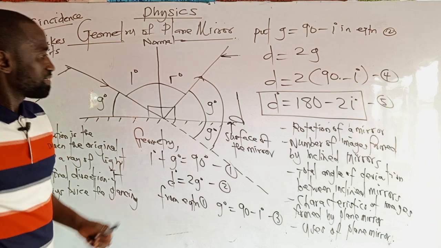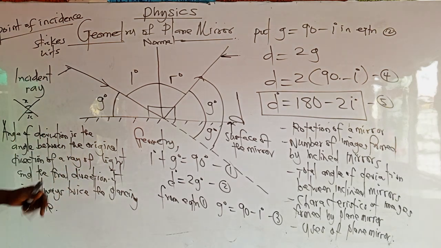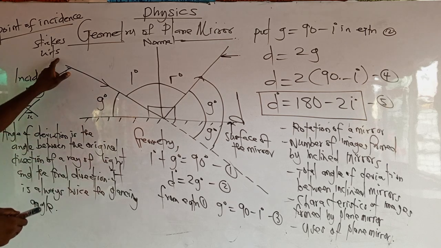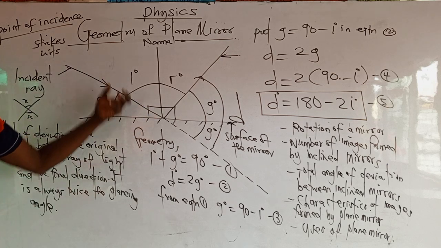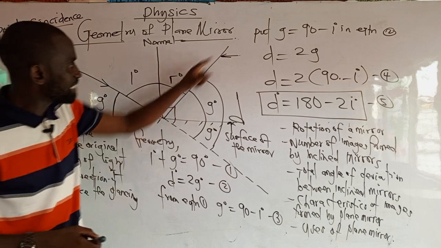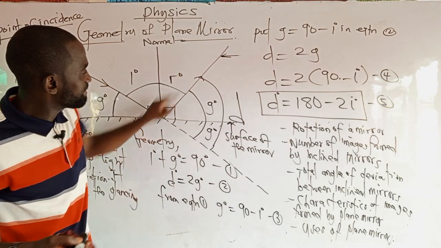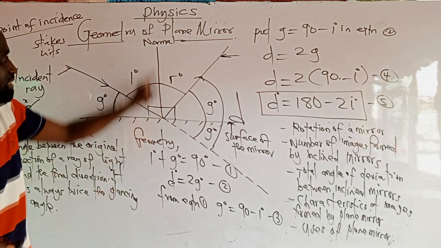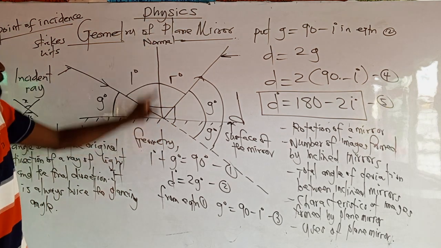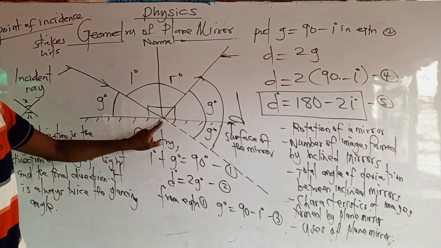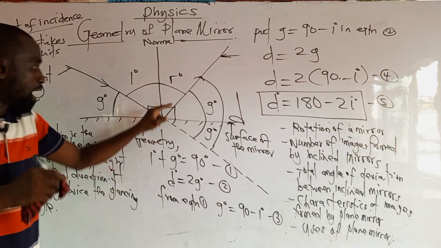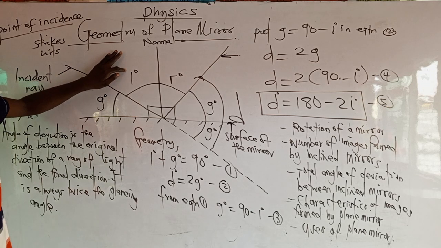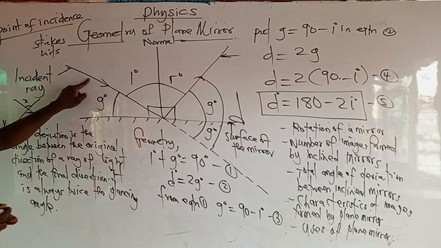Okay, so from here, we've discussed the geometry of plane mirror. We said incident ray is the ray that strikes the surface of the mirror. Reflected ray is the ray that leaves the surface of the mirror. Normal is an imaginary line drawn perpendicular with the surface of the mirror. Anything that is perpendicular will form angle of 90.